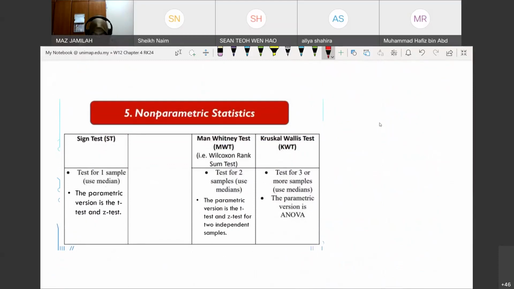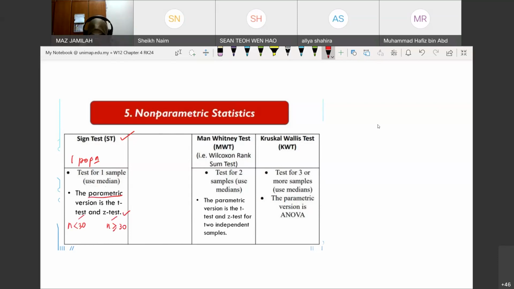The non-parametric methods that we have covered so far: if you have one population, we are talking about the sign test. The equivalent test for the sign test, if your data is normally distributed, the parametric version, is what we call the t-test and z-test, depending on the sample size. If your n is less than 30, then you use the t-test. If n is greater than or equal to 30, you are going to use the z-test. So that will be if you are dealing with one population.